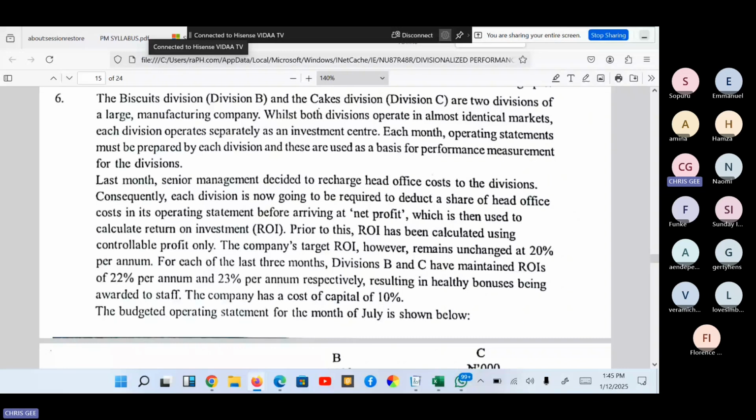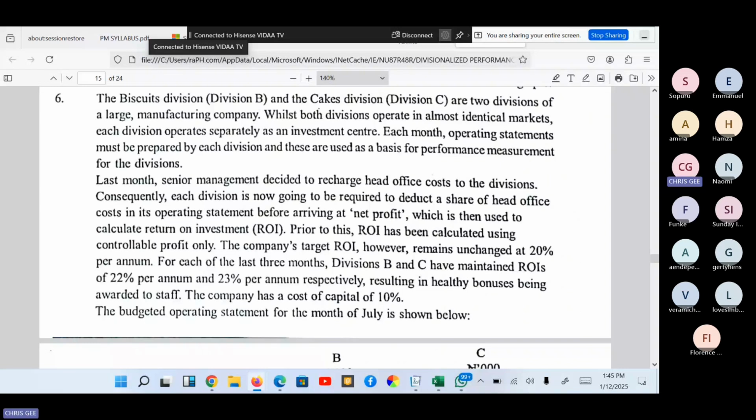But now, head office has seen that it looks like these guys are making too much money. Now, let's start charging head office costs into their profit statement. What's the impact of that? It will reduce their profit. When profit reduces, what happens to the ROCE? ROCE will reduce. If ROCE reduces, it means that it's possible that they may not be able to meet up with their target. Right?